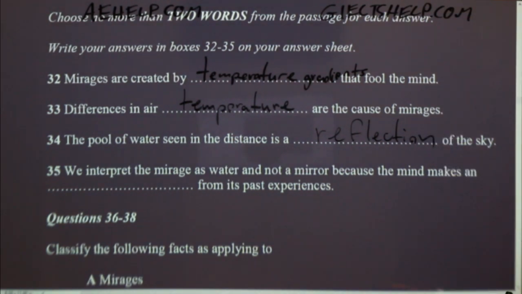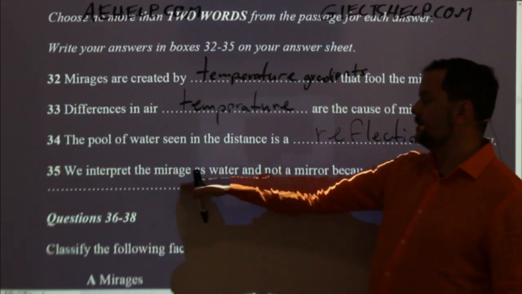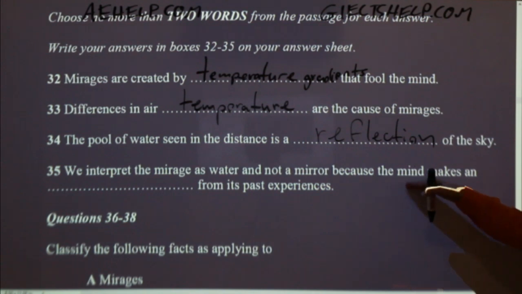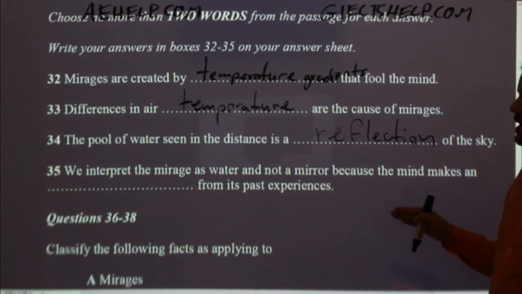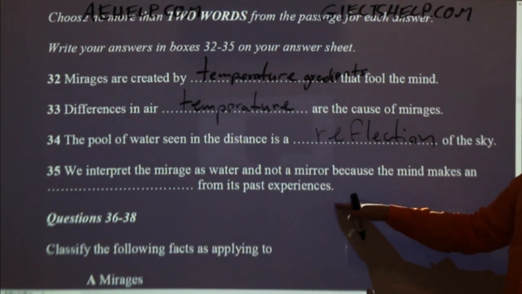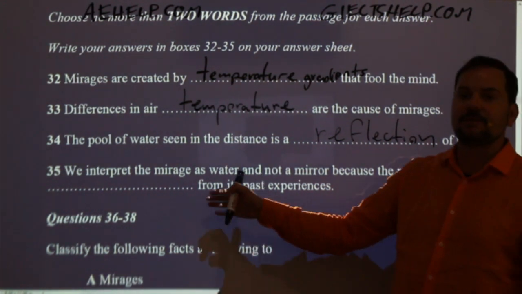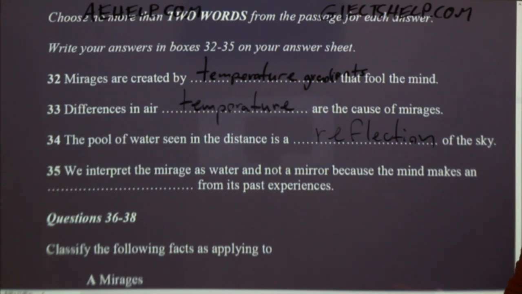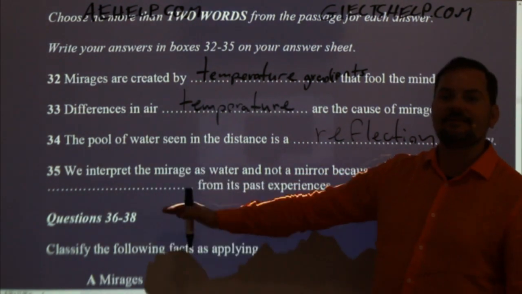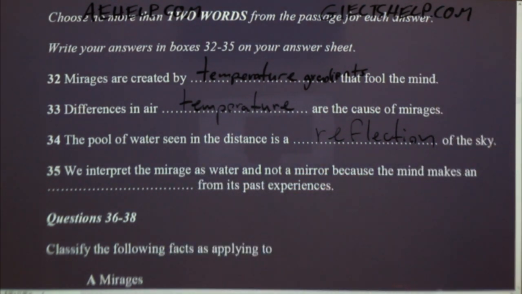All right. Next one, number 35. We interpret the mirage as water and not a mirror because the mind makes something from its past experience. Makes a what? So what does the mind do with its past experience? Not example, not illusion. It definitely starts with a vowel: A, E, I, O, U.